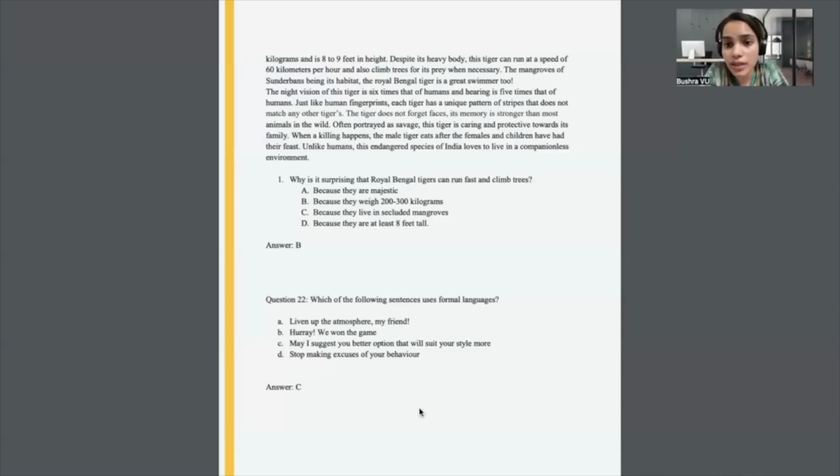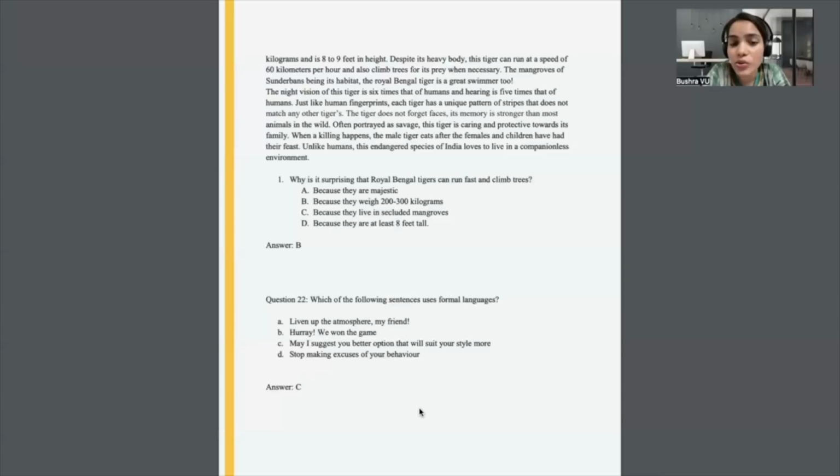So here it's trying to say that this tiger has a very sharp memory, and although it is shown as very fierce, very powerful, very savage, it is very protective, very caring. When a kill happens, the male tiger eats, and then the female and the children have their feast. So the male kills, and the female and the children have their feast. Unlike humans, this endangered species of India loves to live in a companionless environment. They usually just live as a family. Okay, a family alone. Now let's look at the question.